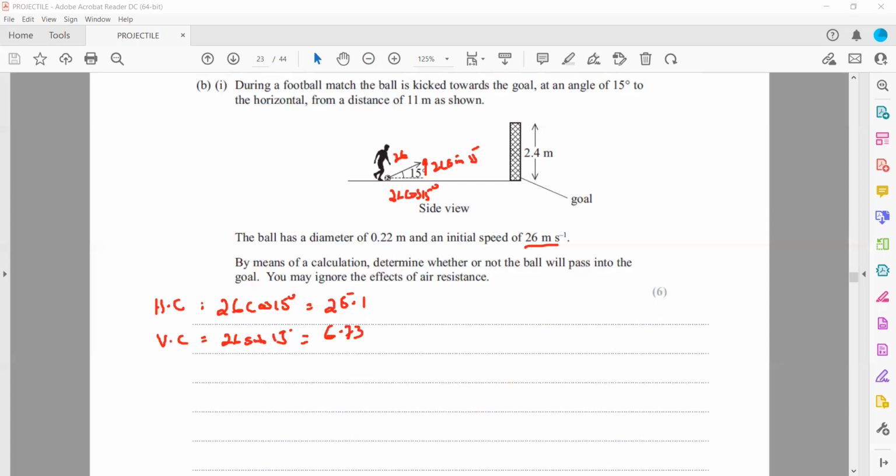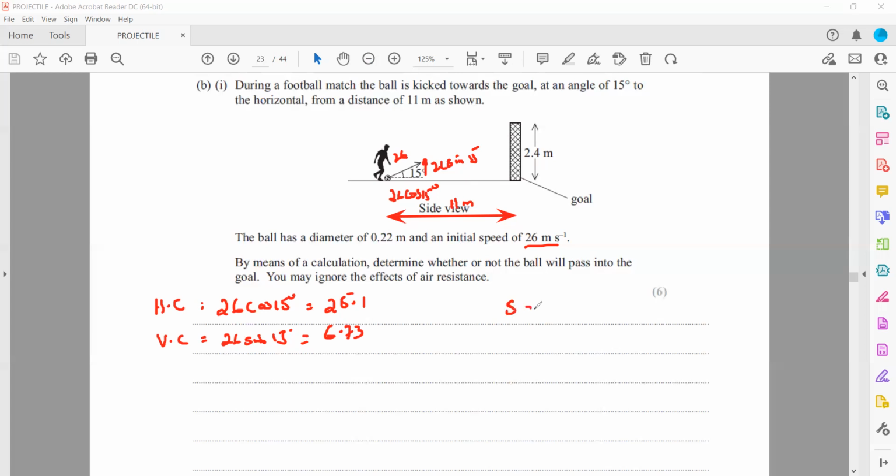Now, as I mentioned, this goal is 11 meters from the position where the player kicked this. So we will find how much time it will take to cover this 11 meters. And from that time, we'll find at what height the ball is when it covers 11 meters. So first we'll calculate the time to cover 11 meters. 11 is the horizontal distance, so we'll use the horizontal component.